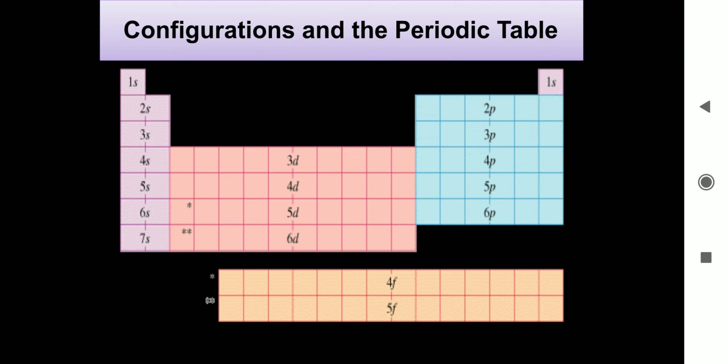Based on the electron configuration, the elements of the periodic table are categorized like this: S block elements, P block elements, D block elements, and F block elements.